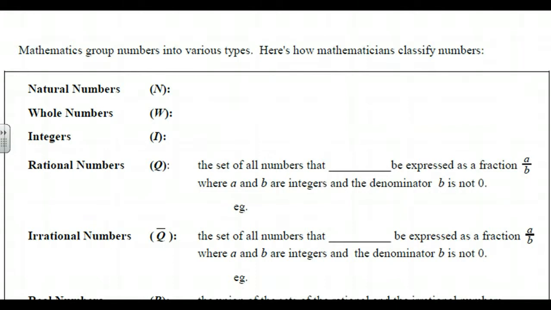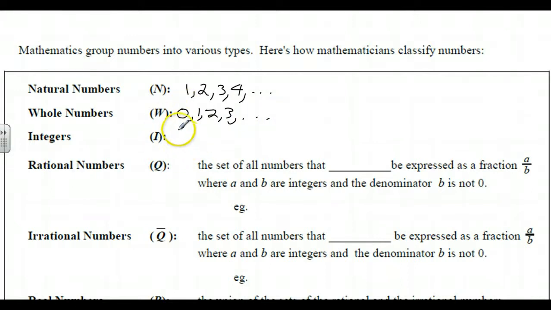Mathematics groups numbers into various types. Here's how mathematicians classify numbers. We have the natural numbers. Natural numbers are the counting numbers: 1, 2, 3, 4, and so on. And three dots mean and so on, right? Continue in this pattern. Whole numbers adds in nothing. Well, that's not true. It adds in 0: 0, 1, 2, 3, and so on.